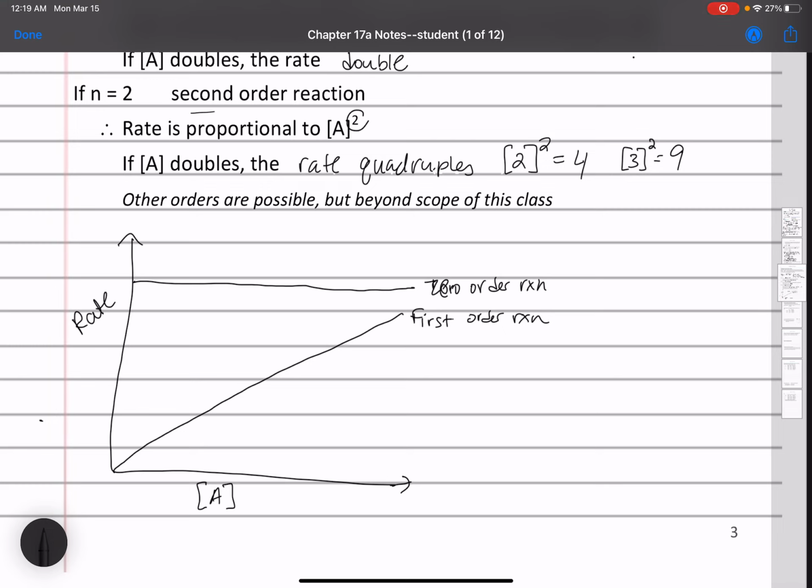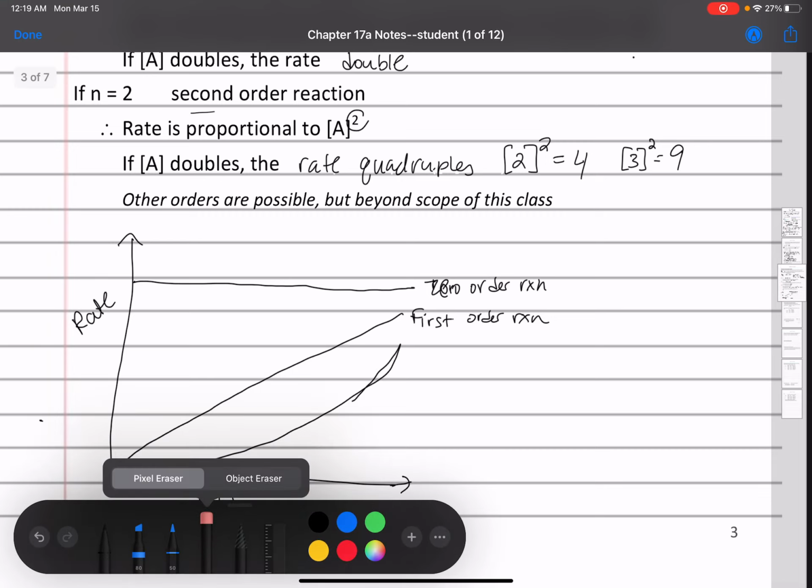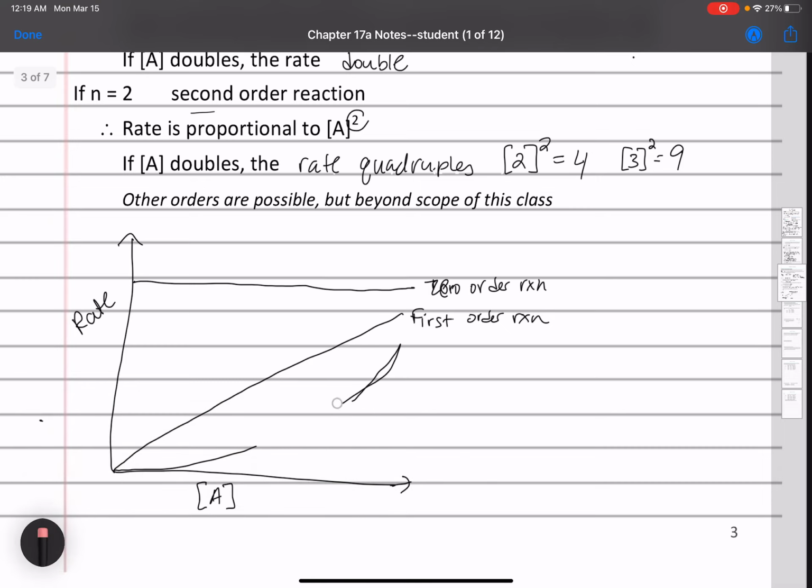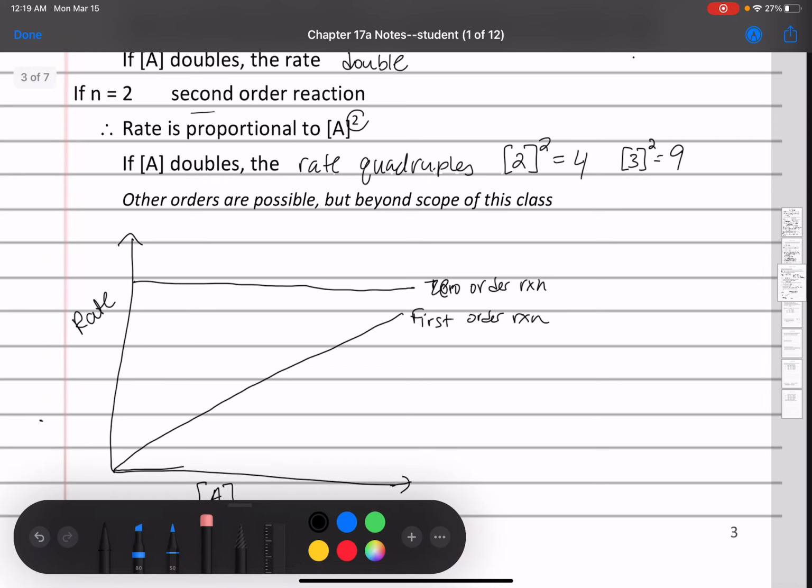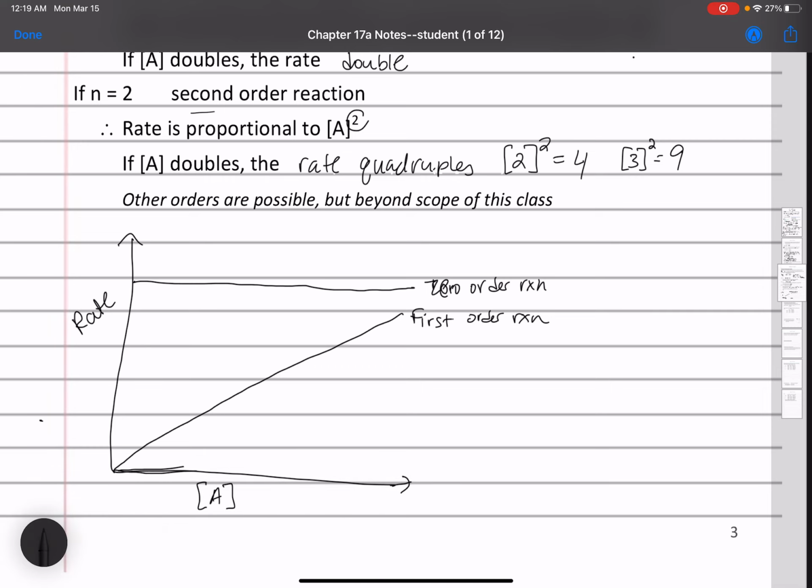And then for a second order reaction, it's an exponential increase. So as we increase, it's a curved line. It's an exponential curve, and I can't draw that very well. Let me try again. Okay, this is a second order reaction pattern.